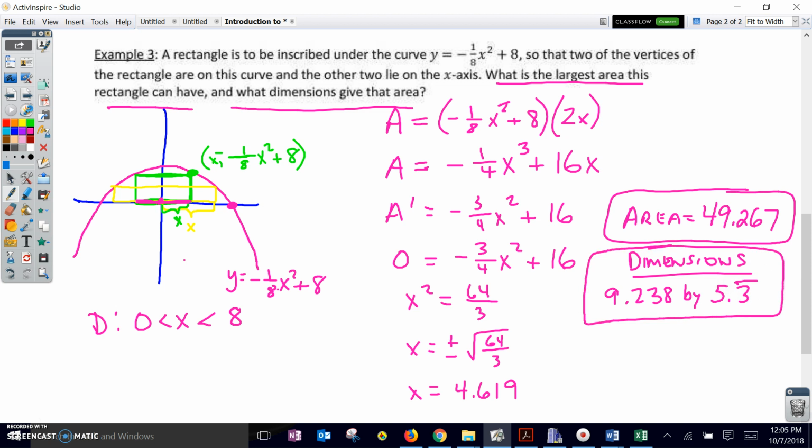You know what, I forgot to do something important in here that I really should have done. I haven't verified that that's the maximum. It could be a minimum. So let me go back to my sign chart for my derivative, 4.619. Let's see, when x is 1, the derivative is positive, and when x is 6, the derivative is negative. So that is indeed a maximum, and so that's what we want. Our maximum area is 49.267, and our dimensions are as written there.